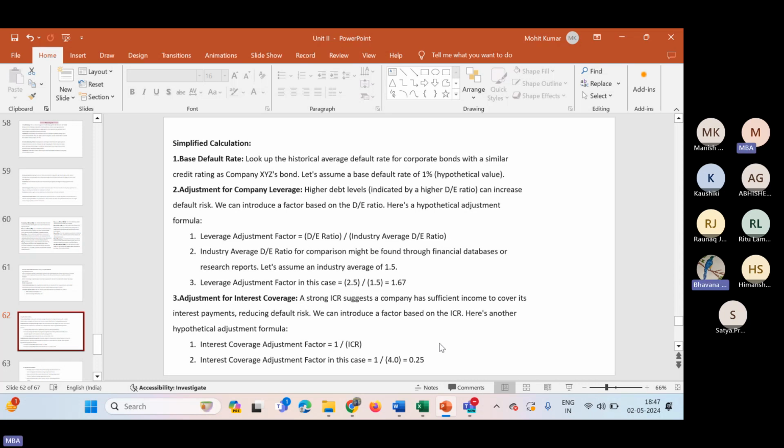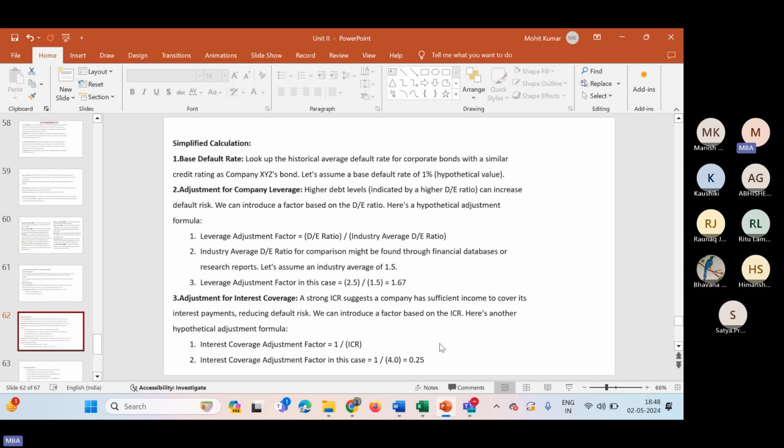But there are certain situations. You have a 1% base default rate. Based on this base default rate, you want to adjust for the company's leverage. Now there are certain things with the company also. You want to adjust the rate for that, and see how you calculate the default probability for your particular company. First, take high debt levels, indicated by a high debt to equity ratio. It can also increase your default risk, obviously. So we will introduce a factor based on the debt to equity ratio. This factor will adjust the base rate according to your debt to equity ratio. For example, there is a leverage adjustment factor, say the formula is debt to equity ratio divided by industry average debt to equity ratio.